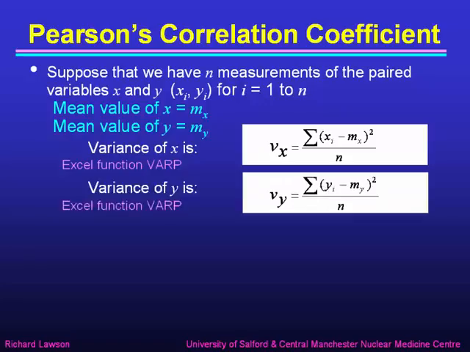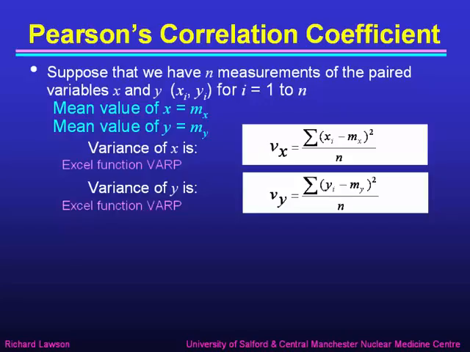But we can do exactly the same thing with y. If we take yi minus my, that is the y measurement minus the mean y, square that, add up all those deviations and divide by n, we get the variance of y. Exactly the same formula as the variance of x, just substituting y for x. And if you want to do that in Excel, the same function varp will do it if you give it the y data instead of the x data.